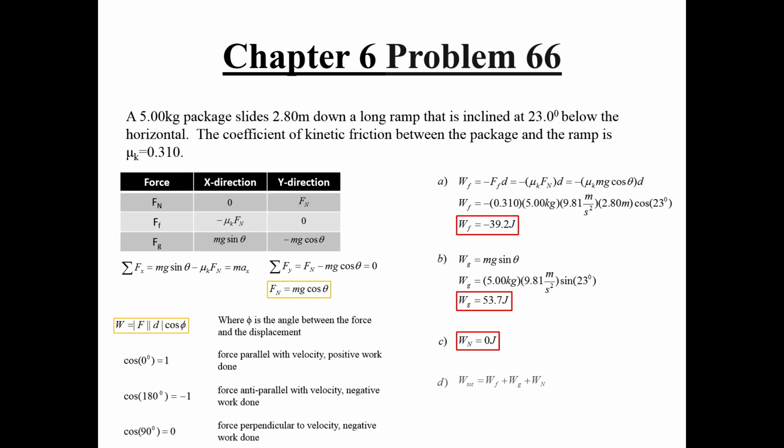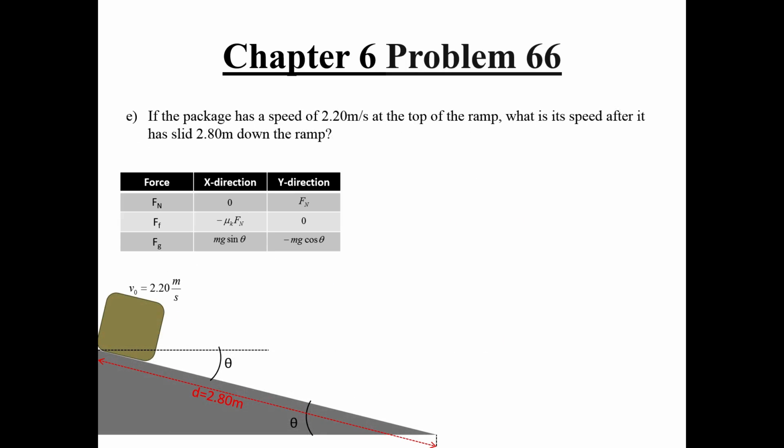The total work is simply the summation of all the work done by the individual forces. Adding up the values found in parts A, B, and C, the total work done on the package is 14.5 joules. Part E wants to know if the package was moving at 2.2 meters per second at the top of the ramp, how fast would it be sliding right at the bottom?